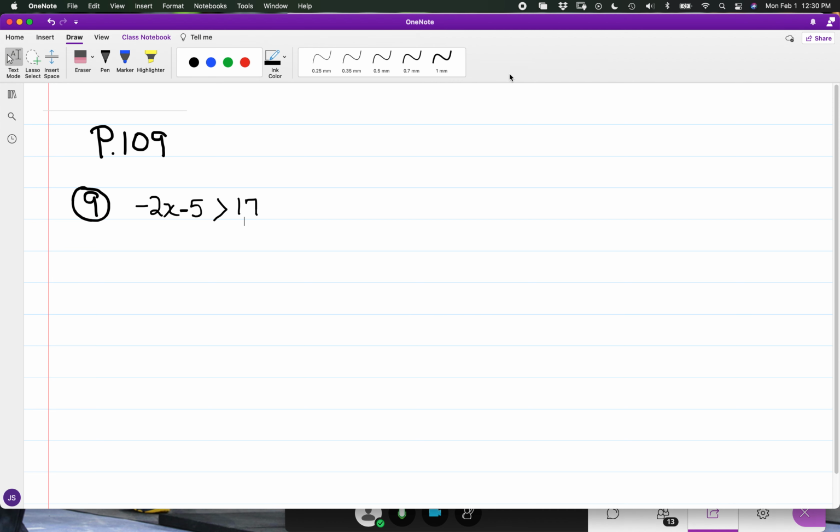All right, good afternoon. Continuing with where we have left off in the case of inequalities, on page 109. We're looking at solving for x, and we're looking at three modes of solving: graphing, set builder notation, and something you'll be seeing time and again, interval notation. Now we have in this inequality that negative 2x minus 5 is greater than 17.